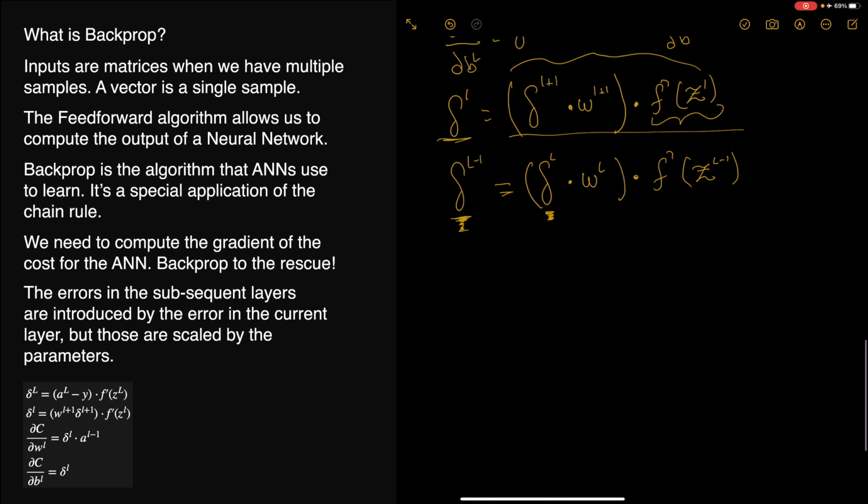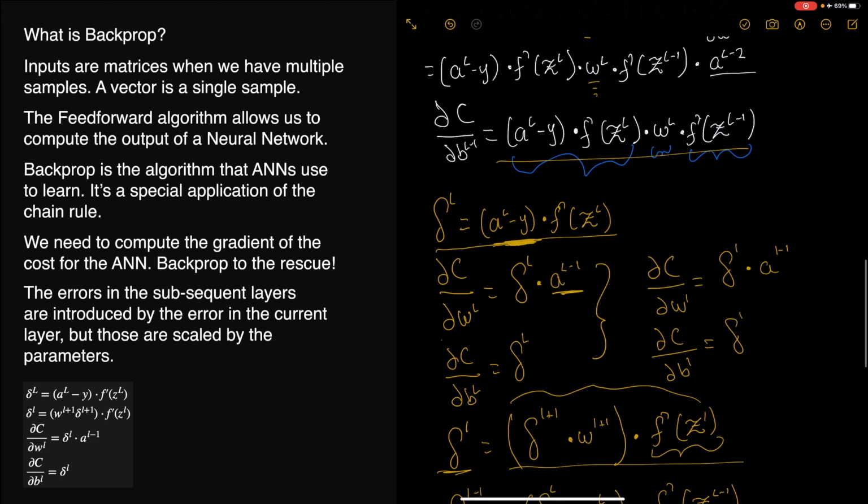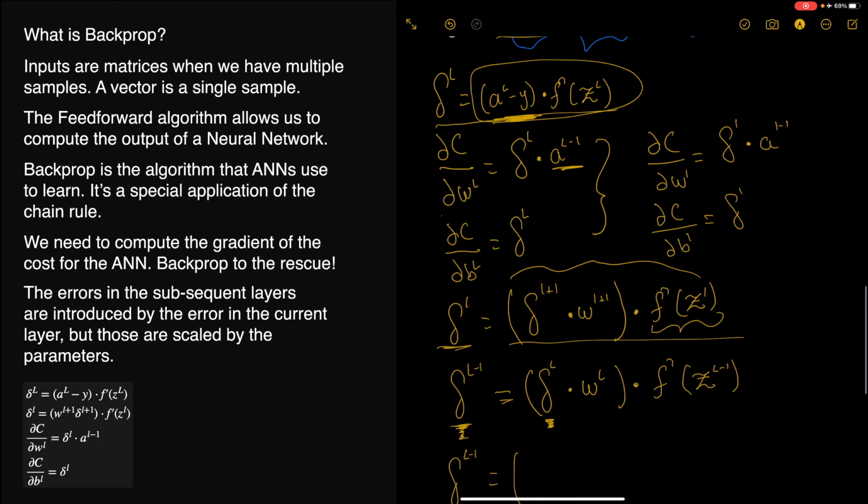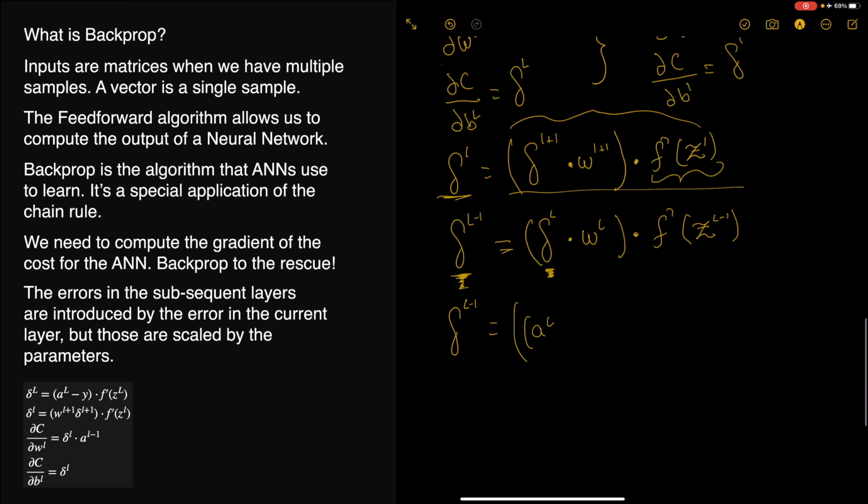But this is it, right? We have that delta L minus 1 equals... We have that delta L is this that we have right here, right? So it's AL minus Y times F prime of ZL. All right, so this is this error right here, delta L. And then we multiply by the weight here. I'm just copying this down, right? And then we multiply this by the error introduced by the activation function.